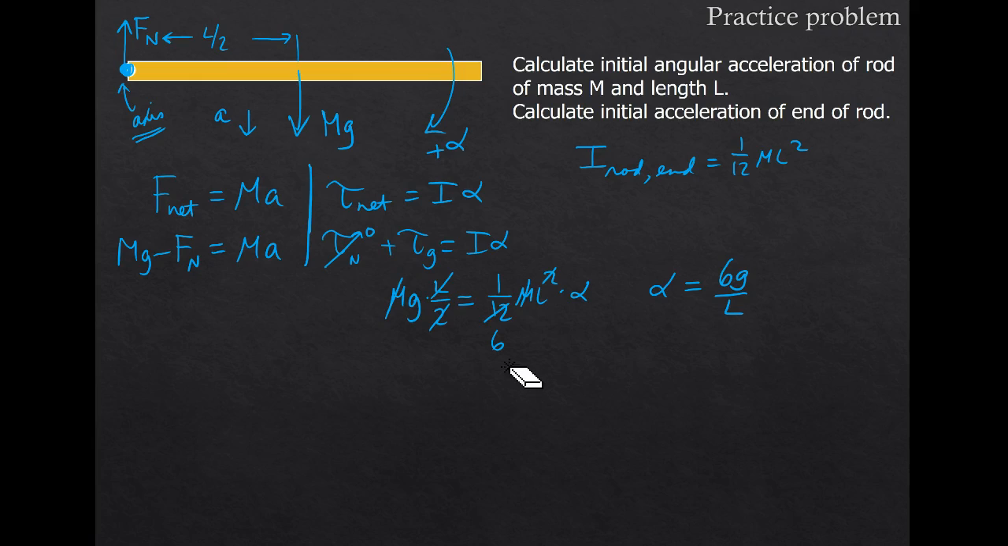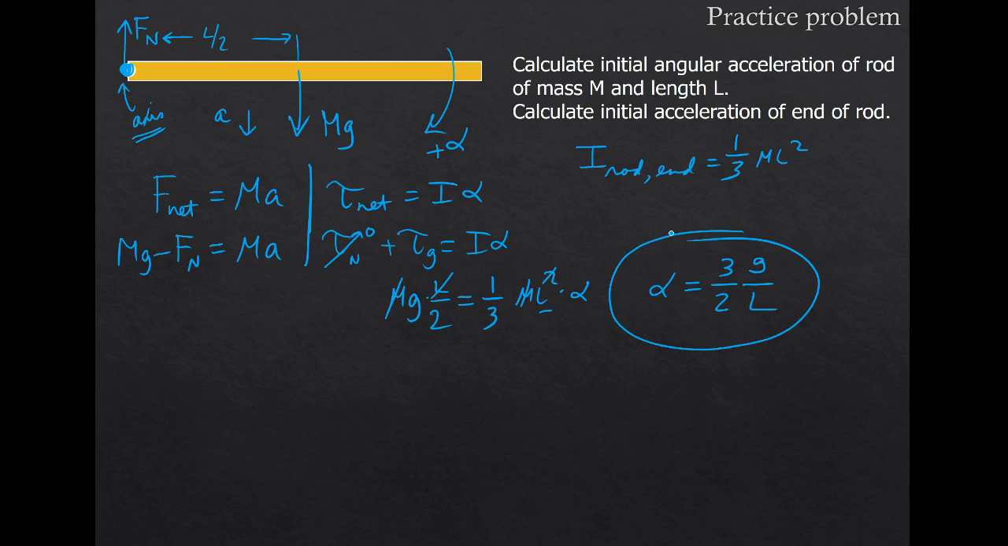Oh, I'm sorry. I used the wrong number. That was for the center of mass. I thought something was weird. It's actually 1/3. Okay, so we have 1/3 ml squared. My apologies. So that doesn't cancel out at all. And actually what we get is 3/2 g over L, because don't forget about that L right there.